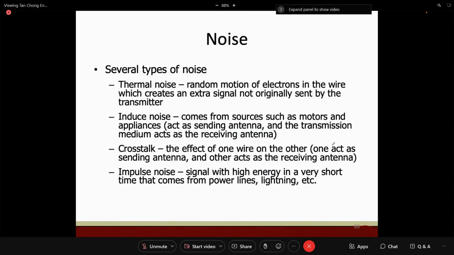And noise, of course, there are a lot of different kinds of noise in the environment. Noise can be induced noise, thermal noise, impulse noise, crosstalk. All those different types of noise come from all sorts of sources. It can be from the random motion of electrons, or it can come from a motor, appliances. A running motor can also create a lot of noise. Crosstalk: you have cables, wires next to each other, and they can introduce crosstalk among wires. And then there is impulse noise as well, which comes from the power line, lightning, and other things.